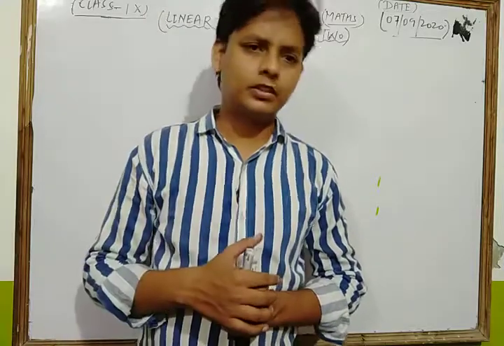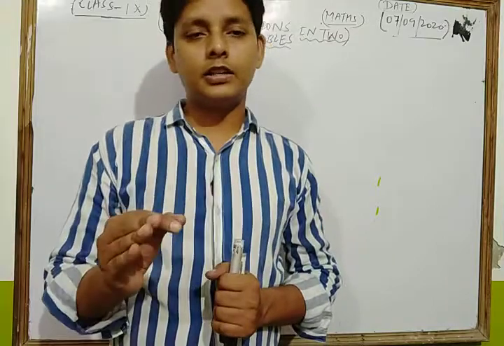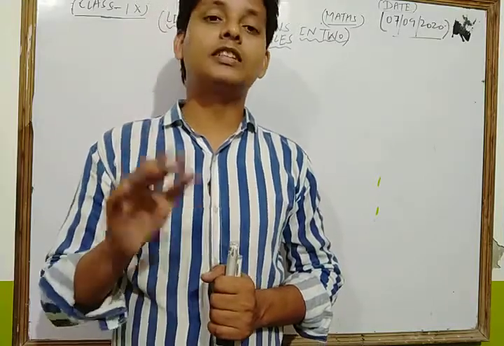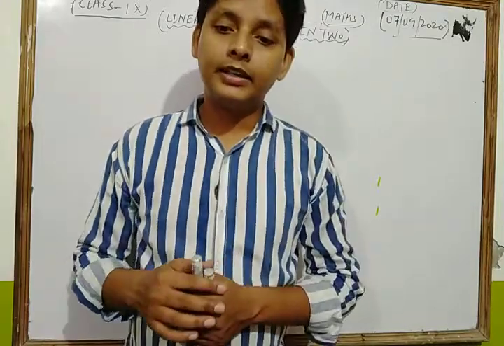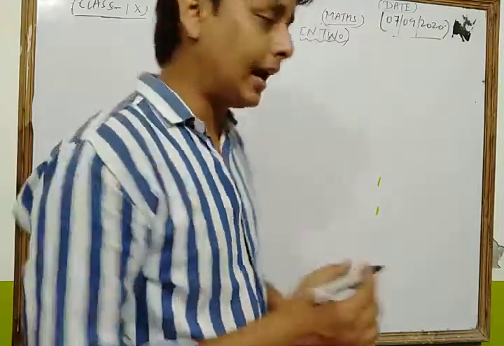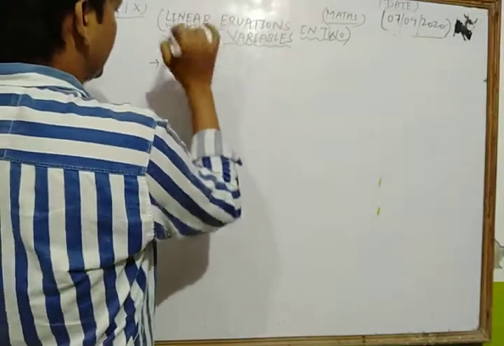First of all we discuss linear equations. Dear students, any equation is said to be linear if its degree is 1. Okay, students, first of all we discuss the linear equation.